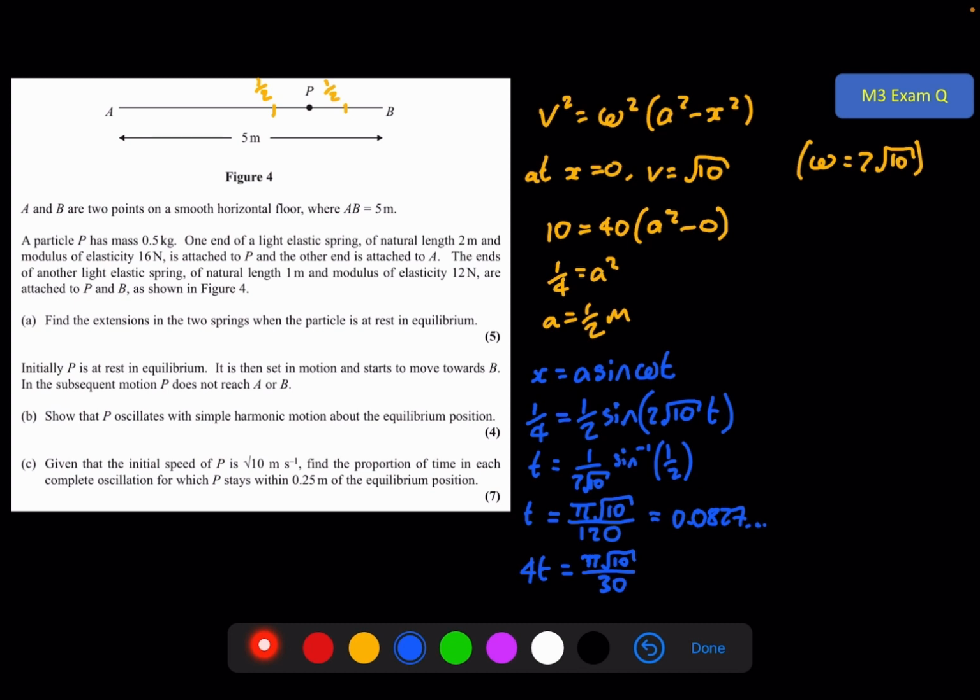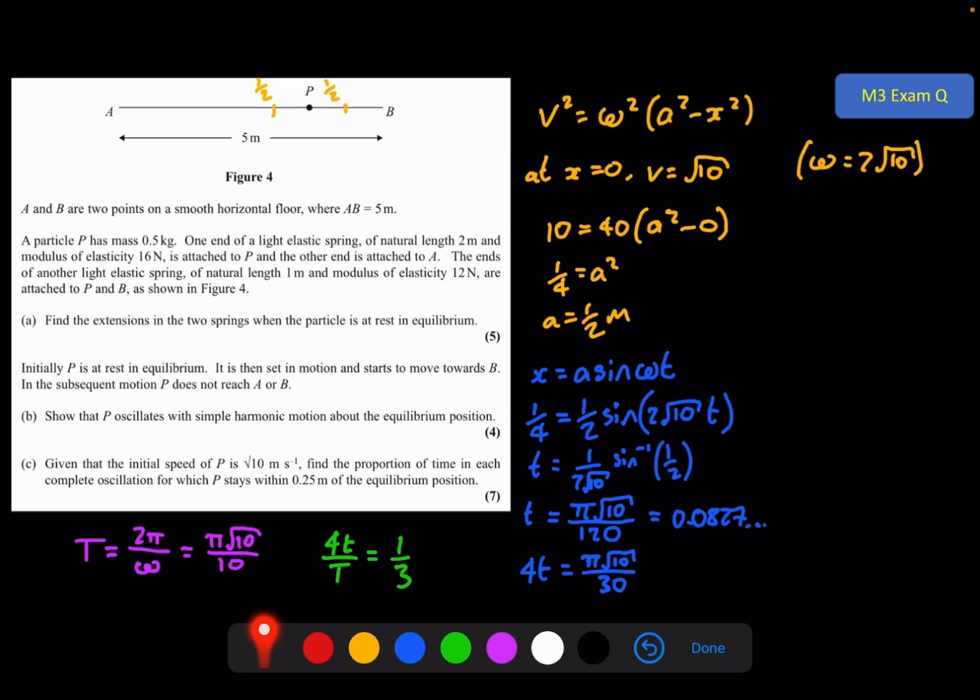Now we need to know the full period. Capital T is 2 pi over omega, and omega is 2 root 10, so if I simplify that we get pi root 10 over 10. The proportion then is this divided by this. We've got pi root 10 there, pi root 10 there, and then 1 over 30 divided by 1 over 10, which is 1/3. So 4t over T is 1/3, and that is the final answer, the proportion of time P stays within 0.25 meters of the equilibrium position.